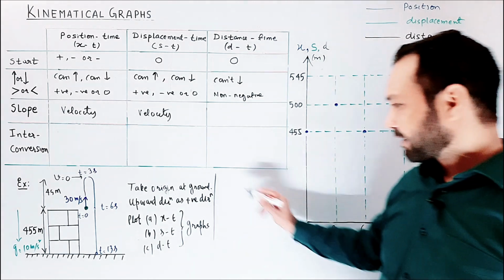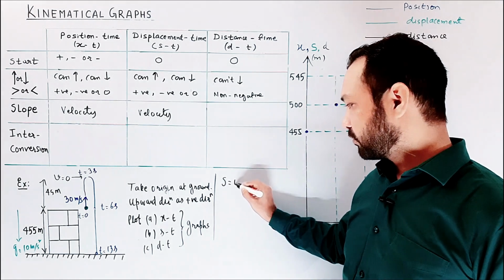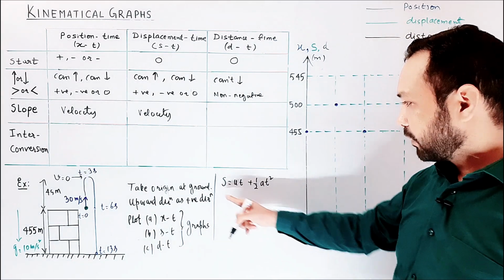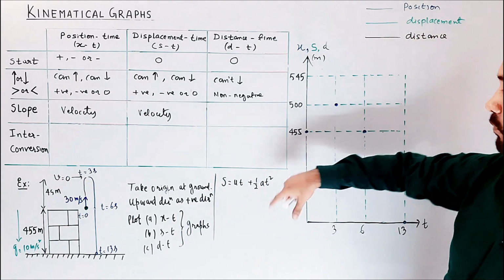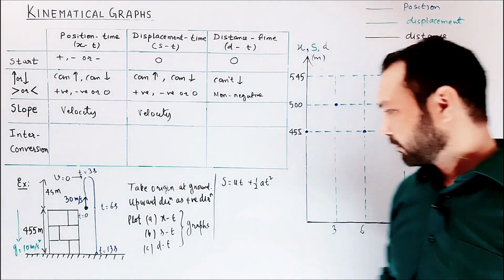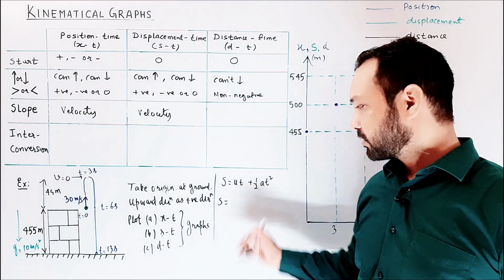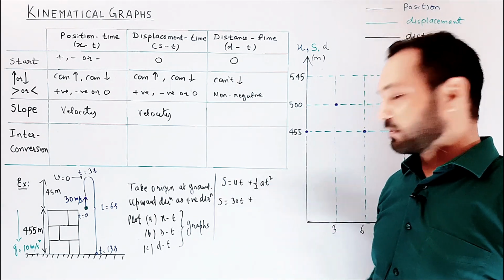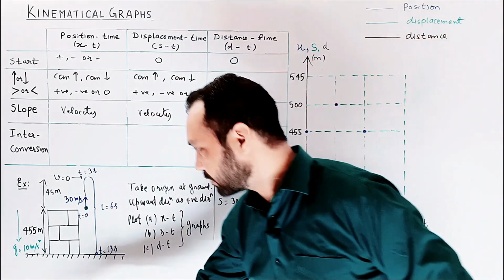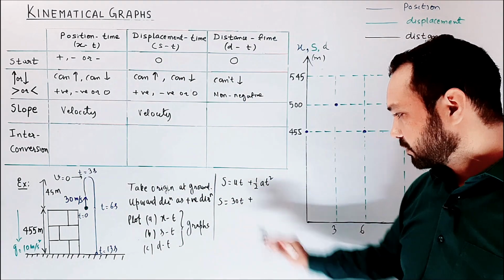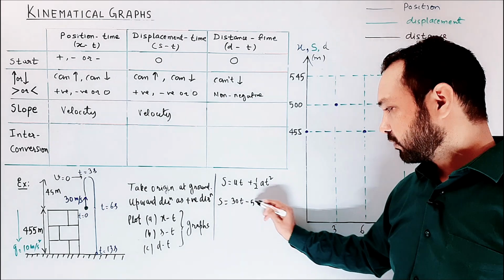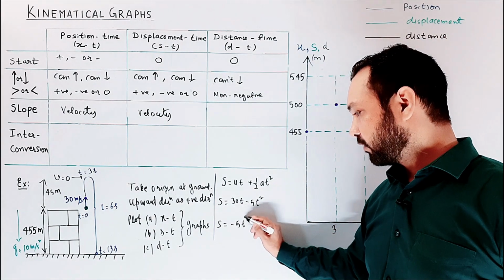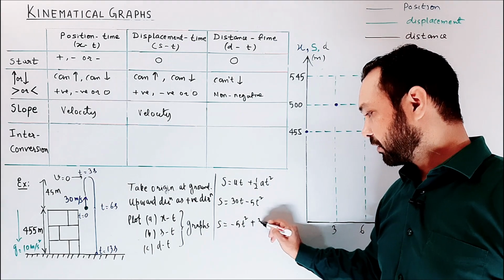We know the second equation of motion, s is equal to ut plus half at square, and that will be used for this graph also, and from the interconversion of the graph. So the initial velocity, upward direction is positive, so 30t, and plus acceleration is minus g because upward direction is positive, so that will be minus 5t square. So s is equal to minus 5t square plus 30t.